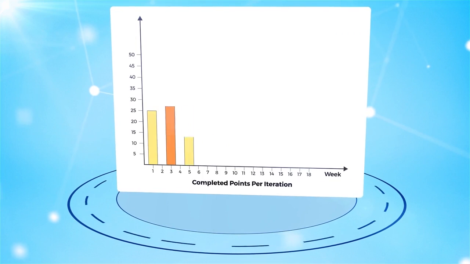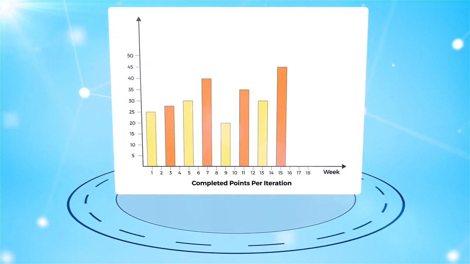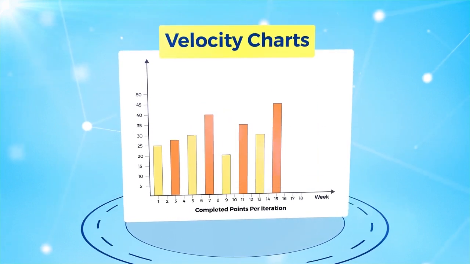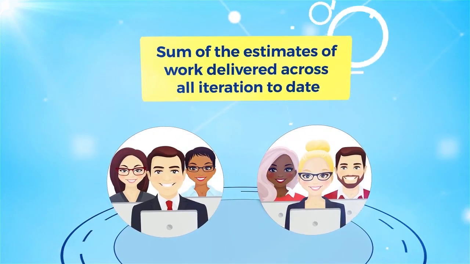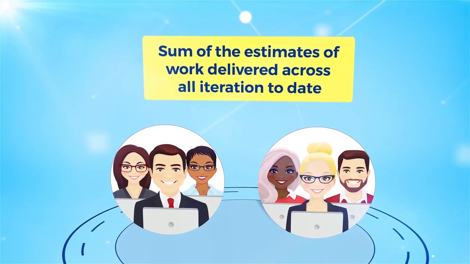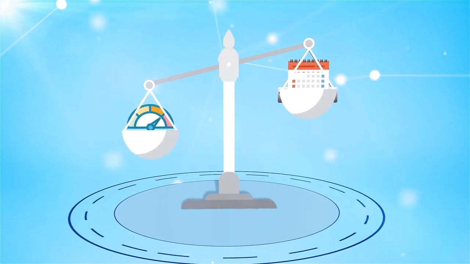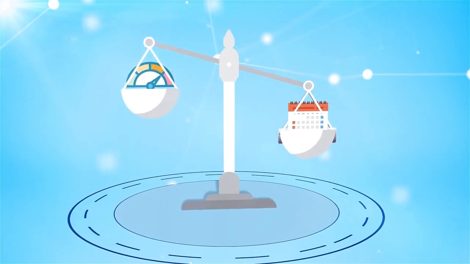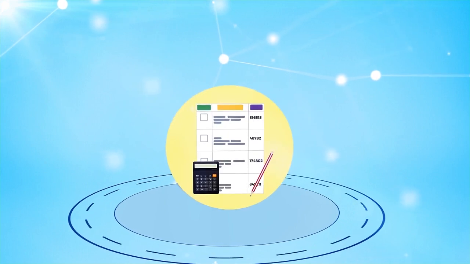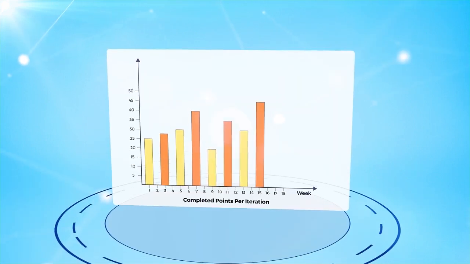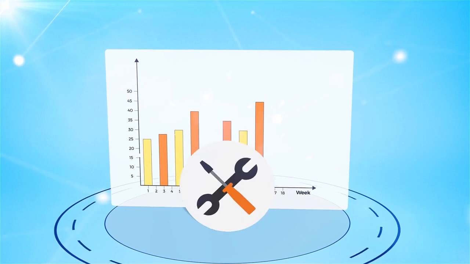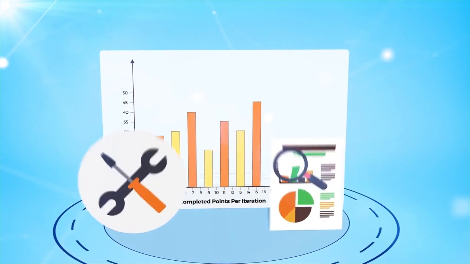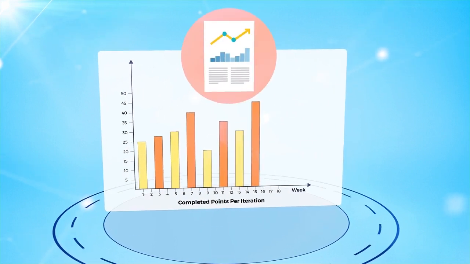One tool some teams use to keep track of velocity over time is velocity charts. Velocity charts show a sum of the estimates of work delivered across all iterations to date. Since velocity typically stabilizes over time, these charts can be a valuable tool for planning projects. In addition to planning, velocity charts are a helpful tool in providing insight into project progress so far for a team.